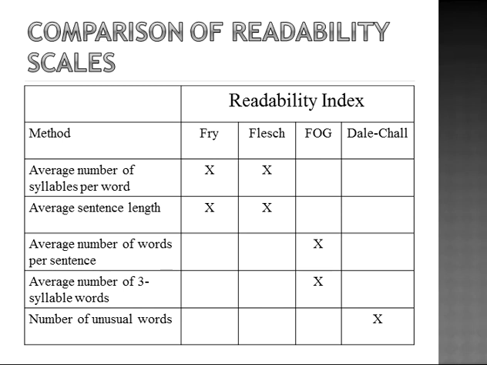Then we have the Fog index, a method of determining the readability level of written material by analyzing sentence length with the number of 3-syllable words. And the Dale-Chall index, a method of determining readability level of written material by looking at the number of commonly known words used in the document. What this is all getting to is the understanding that not everyone is going to be reading at a college level or a graduate school level or even a high school level at times.